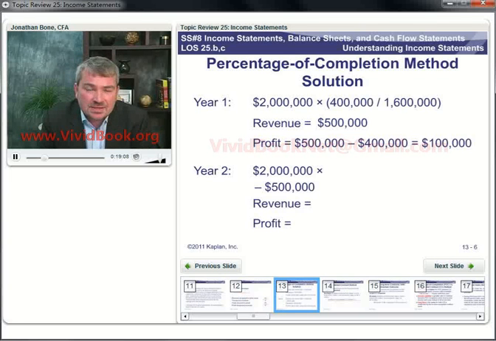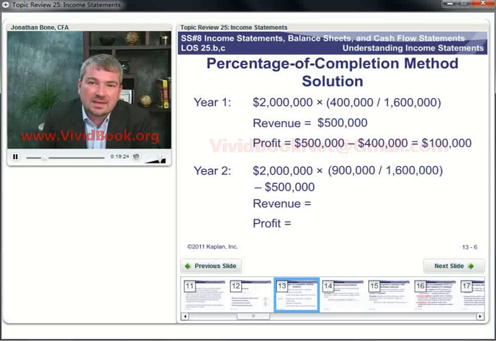Okay, in year two, we're going to take our $2 million contracted sales price, and we're going to multiply it by the cost incurred to date, $400,000 in year one, $500,000 in year two, so $900,000, and it's going to be $900,000 over the total cost of $1.6 million. Okay, let's see what the figure is that we get from that. I'm just going to have to quickly do it on my calculator. So 9/16, 900,000 over 1.6 million times our 2 million contracted selling price, and we get $1.125 million.